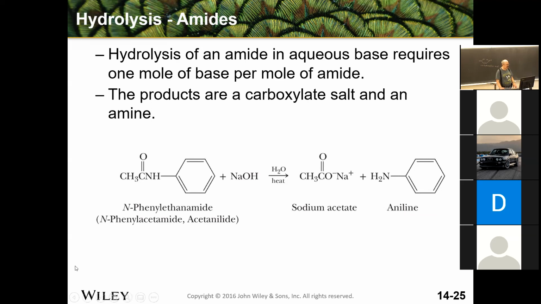Okay, so here we have N-phenyl ethanamide, also called acetanilide. When this is hydrolyzed in base, we get the conjugate base of the acetic acid, sodium acetate, and then we get aniline.